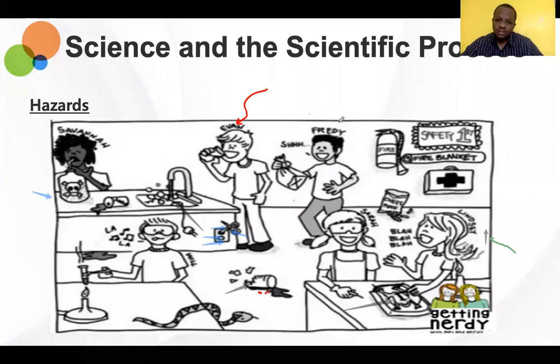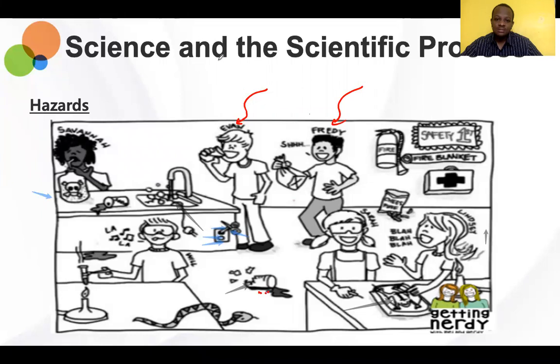And look at Freddy. What does Freddy look like he's doing? You are in the lab, right. In the lab, he has food in the lab. All right. One at a time. I think these two will take some.